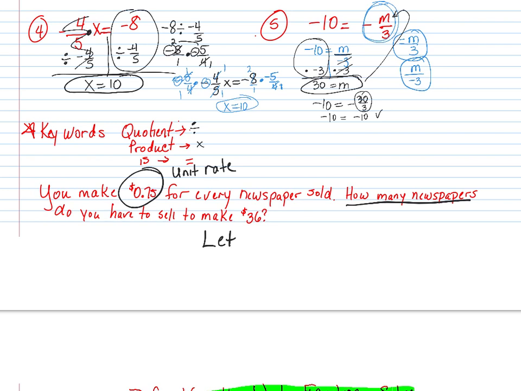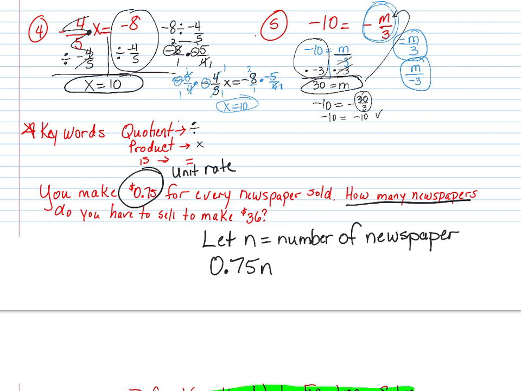Let n equal the number of newspapers. Do you have to do this? Do you have to define your variable? Yes, the answer is yes, you do. They will make you do it on the iLearn. So Caden was saying if I sold 4 papers, I would take 75 cents times 4, right? What would I do if I sold 8? 75 cents times 8. What if I sell n number of newspapers? What would I do? 75 times n. 75 cents times n.